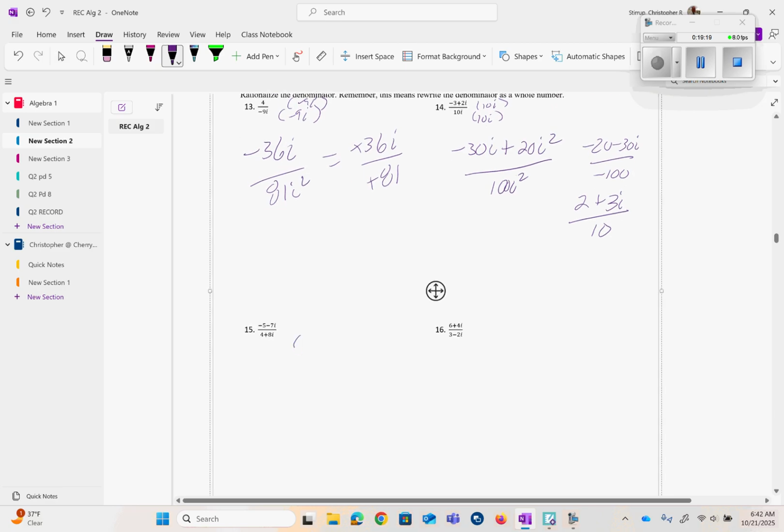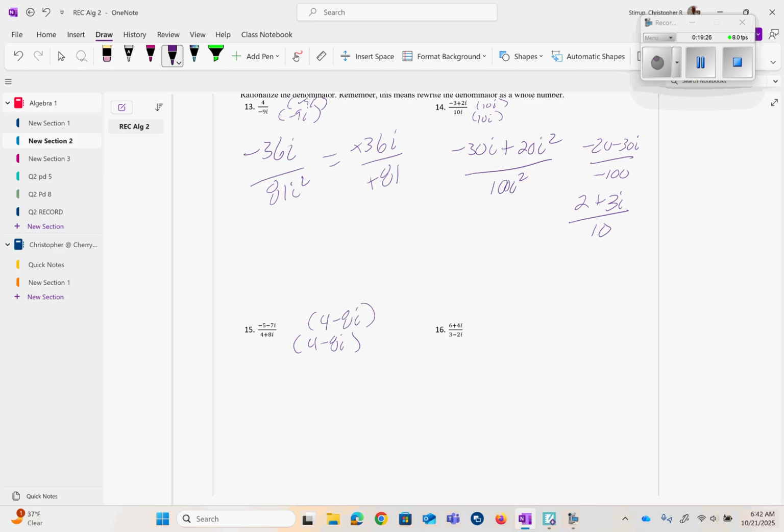Number 15, we're going to multiply top and bottom by the conjugate. So let's go ahead and FOIL that together. That's going to give me negative 20 plus 40i minus 28i plus 56i squared. On bottom, that's going to give me 16 minus 64i squared.